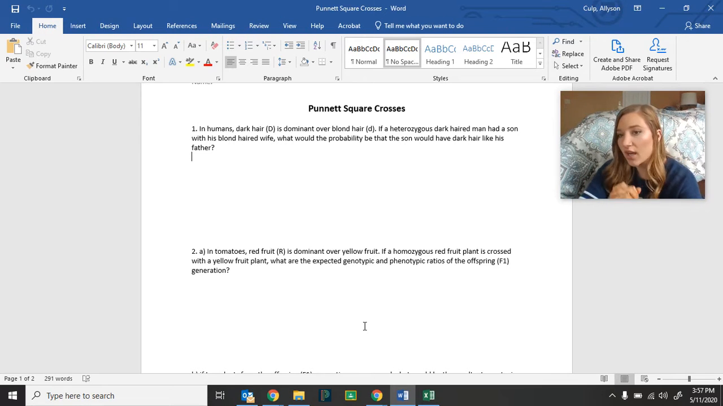In humans, dark hair is dominant over blonde hair. If a heterozygous dark-haired man had a son with a blonde-haired woman, that's the light hair, what would the probability be that the son would have dark hair like his father?